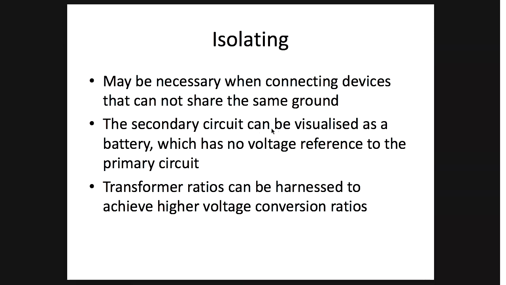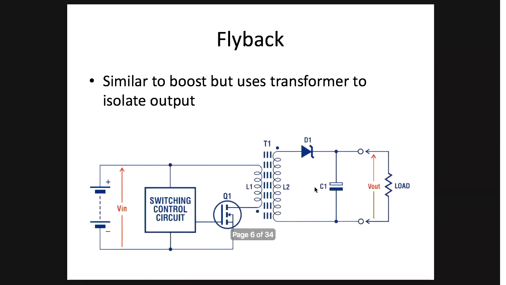The secondary circuit can be visualized as a battery which has no voltage reference to the primary circuit. Transformer ratios can be harnessed to achieve higher voltage conversion ratios. So isolating. So this is an isolating flyback, similar to boost but uses transformer to isolate output. So whenever you have a transformer coupling, transformer isolation, the advantage is you already got the isolation. Your ground and power supply both are isolated.